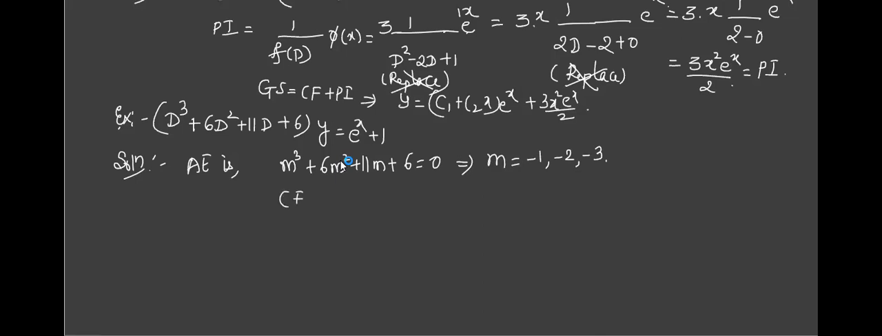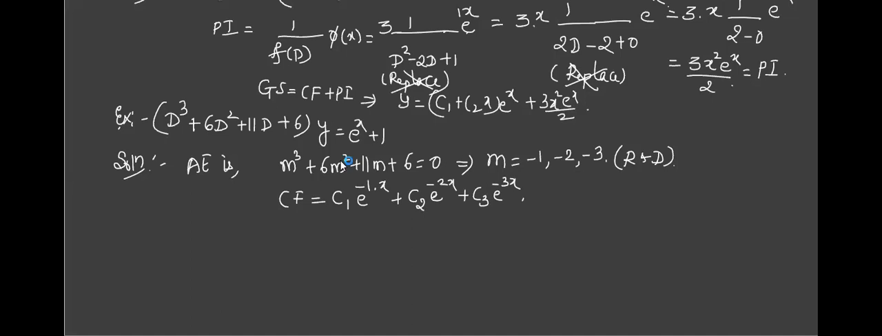So how to write the CF for this? Tell me which case this is. Is it real? Real and distinct. For each value you should write differently. C1 e raised to the first root into x, that is minus x. For minus 2, C2 e raised to minus 2x. And for minus 3, C3 e raised to minus 3x. Hope you remember the procedure now.